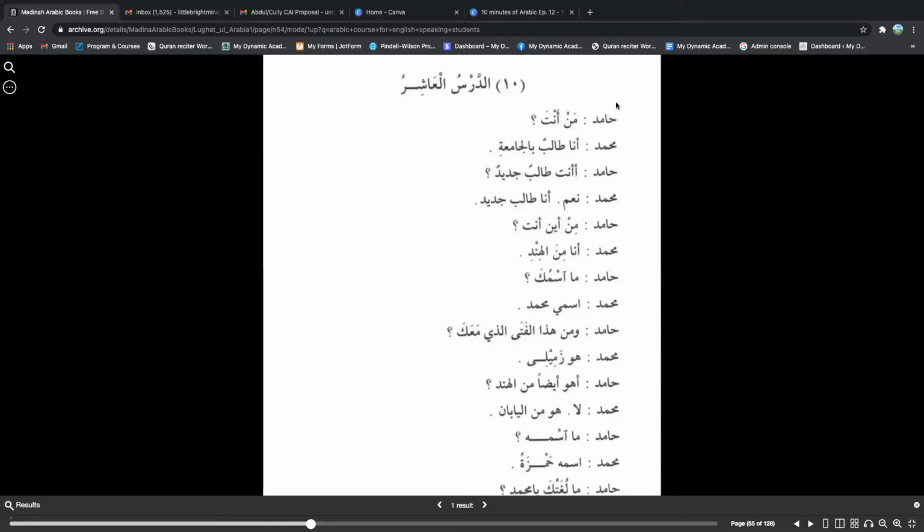Okay. In lesson one, we learned that ma means what. This word also is used as a negative particle. As we know, indi means have. If you put the ma in front of it, that can negate it. So you can say ma indi sayaratin. If you say indi sayaratin, I have a car. Ma indi sayaratin means I don't have a car.